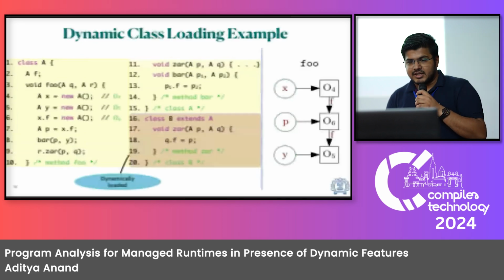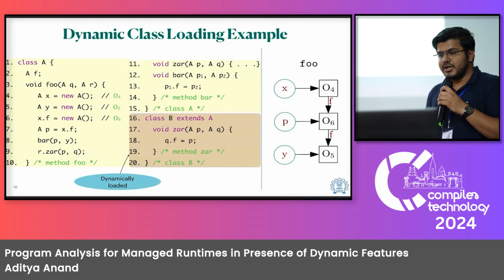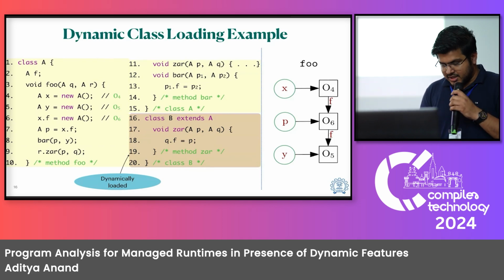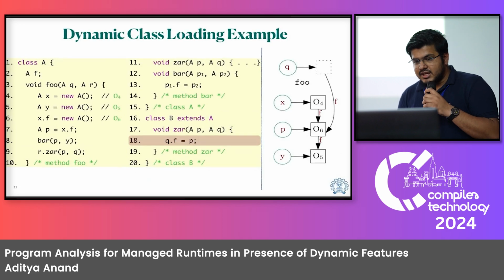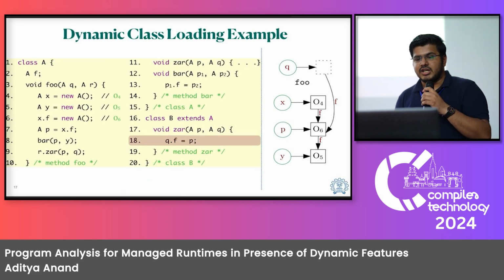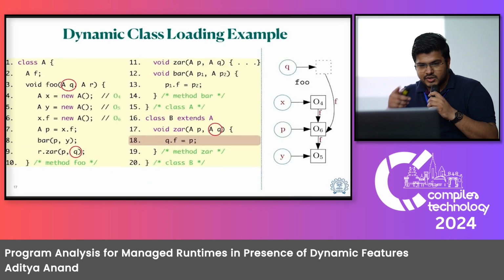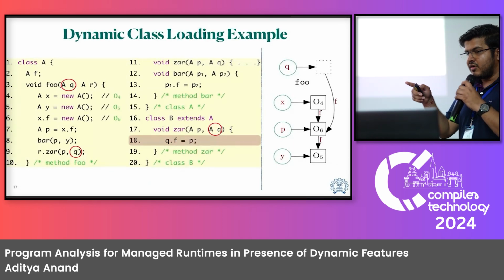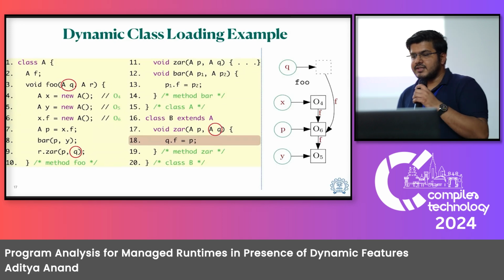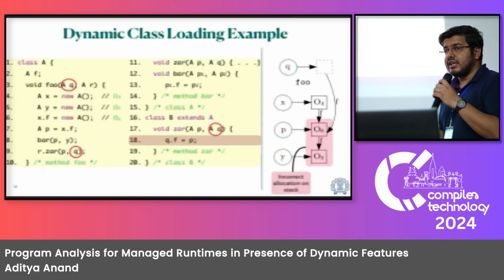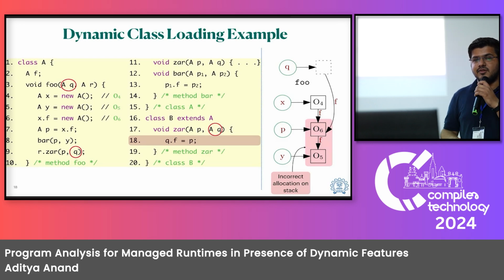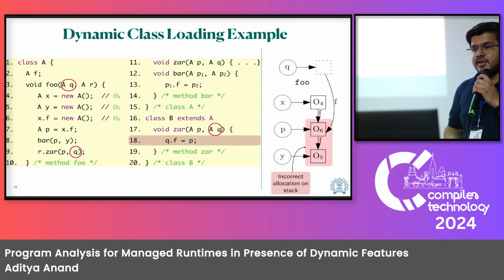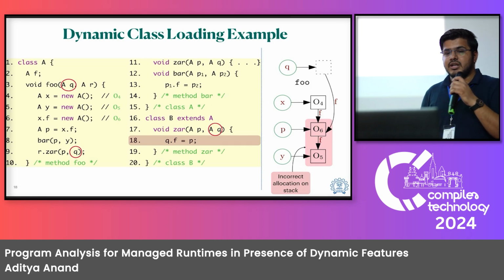Now suppose at runtime, a new class gets loaded. Let's say class B, which extends class A and overrides the method zar. In the method zar, we are doing q.f equals p. If you notice, q is coming as a parameter to method foo, which means that now q on its field f can access the object O6. So if we stack allocate objects O6 and O5 using our static analysis result, we will have incorrect stack allocation. This is a challenge in the presence of dynamic class loading.